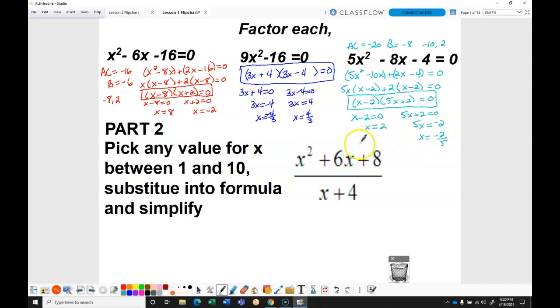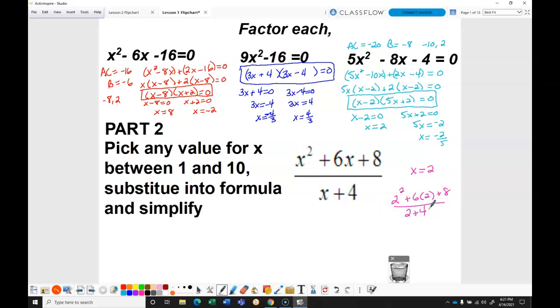Next, this problem down here wanted you to focus on order of operations, basically. It tells me I can pick any x value as long as it falls between 1 and 10. So I just randomly picked the number 2. So I said, okay, x is going to equal 2. Everywhere I saw an x, I replaced it with a 2. So I have 2 squared plus 6 times 2 plus 8 over 2 plus 4.